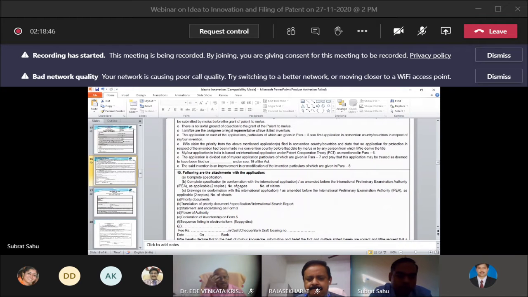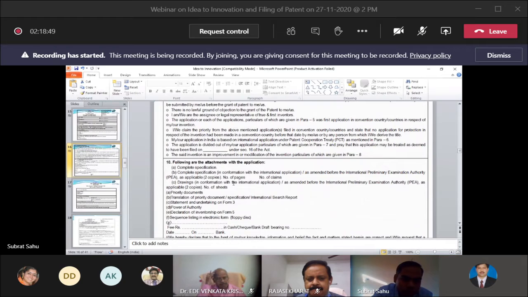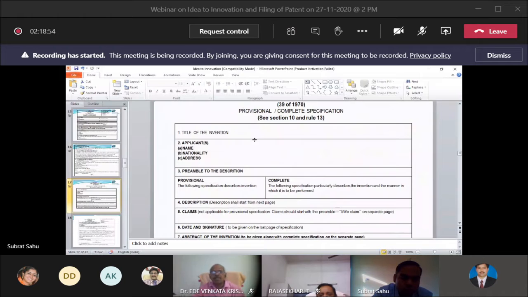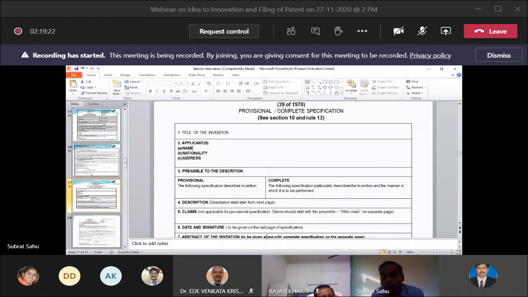Okay. So after filling everything in form 1, you have to go through form 2. In form 2, again you have to mention the title of invention, who the applicant is, whether this is a provisional application or complete specification, and the description, the details of your application. You have to write the claim, the legal part, and the features of your invention. Now you have to put your date and signature along with the abstract of invention. Form 2 is now ready, and it goes in for the patent application.